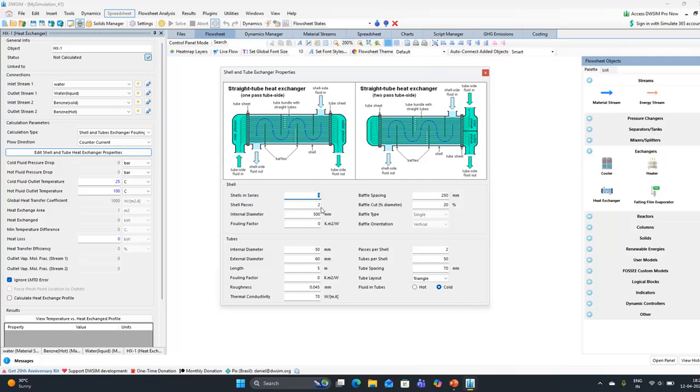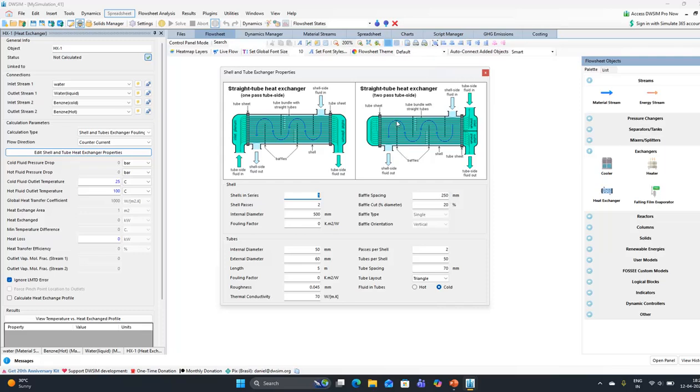Shell passes, here you can understand when we are talking about one pass, the tube side fluid enters once and goes out, but in two pass it enters once and then again goes back to the same side. So it just increases the time of the shell side fluid in the heat exchanger. Internal diameter 500 mm, you can change based on your calculations. Fouling factor is 0 as I don't consider any fouling now. For baffle spacing you can decide, but here it is 250, meaning for a 5 meter length, every 250 we have a baffle that is increasing the turbulence in the heat exchanger.